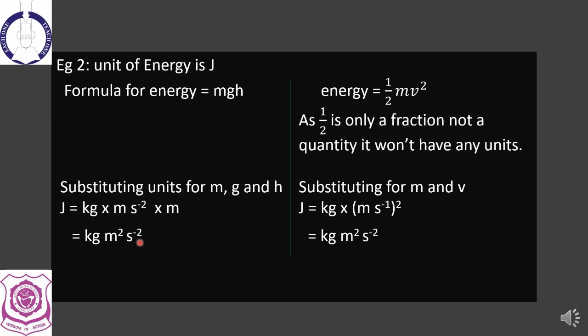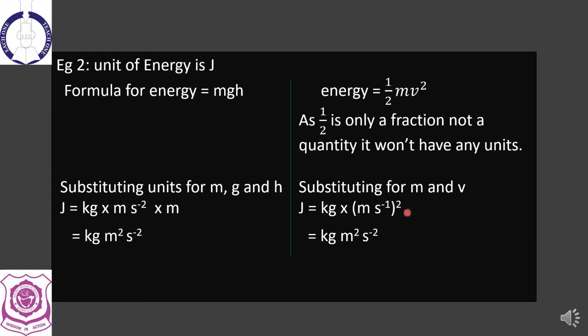When you go on to the right hand side, the formula I'm going to use is half mv square. And when you look at the units, what you have to remember is only physical quantities will have units. So half is a fraction, which means it's not a physical quantity, so it won't have any units. So you can forget about the units of half. So what is left is mass as well as the velocity square or speed square. For mass, it's kilogram. For speed, that is meters per second to the power minus 1, squared.